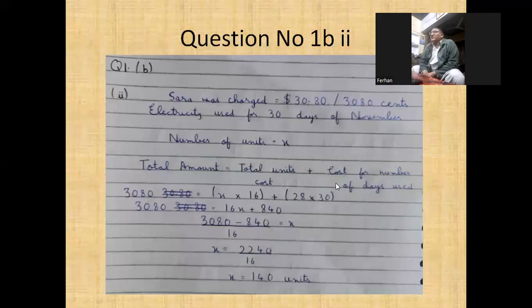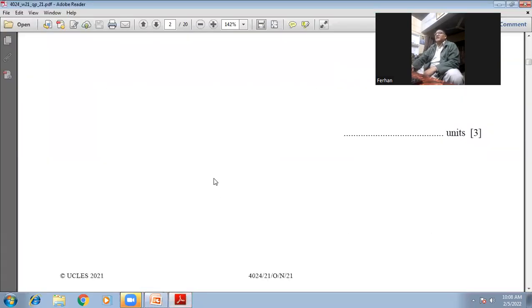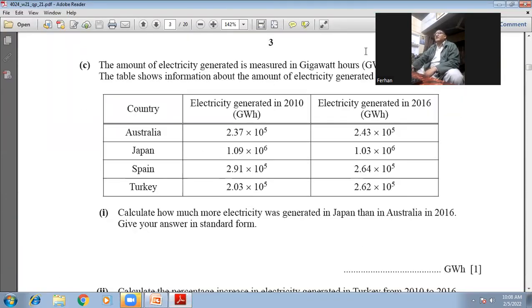So I hope that you understand how this is done. It is easy. So let's move to the next part. Okay, so the next part coming up on your screen is, yeah, this one.